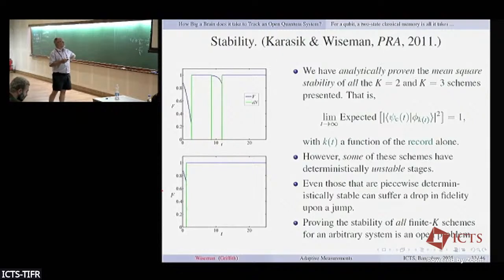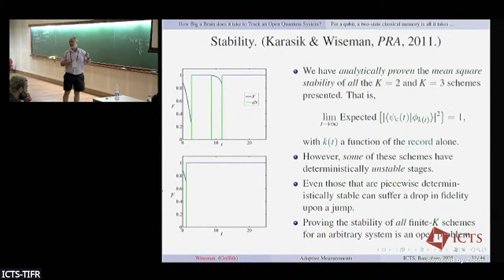But it's sort of interesting the way it gets there. You have stages, and this is the fidelity with the closest state. So the fidelity can actually decrease, but then you get a jump and it goes up to so close to 1. Sometimes a jump can actually cause a tiny little decrease in the fidelity, you can see there.